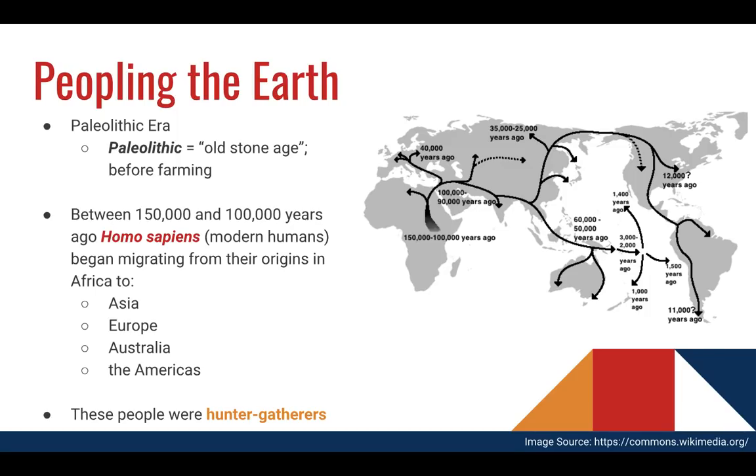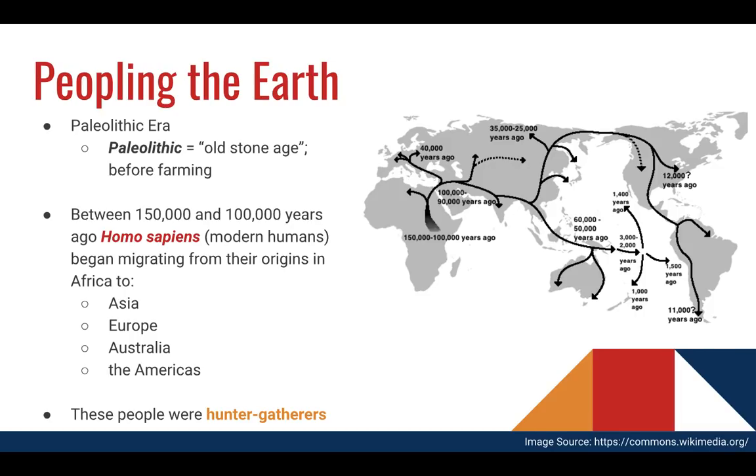So when we think about hunter-gatherers, we're talking about the Paleolithic era, or the Old Stone Age. Paleo meaning old, lithic, stone. This was the era before farming, as opposed to the Neolithic, New Stone Age, that we'll talk about with the Agricultural Revolution. And humans evolved in this Paleolithic era somewhere around 150,000 years ago, and that was in East Africa. These were our earliest Homo sapiens, our earliest modern human ancestors.